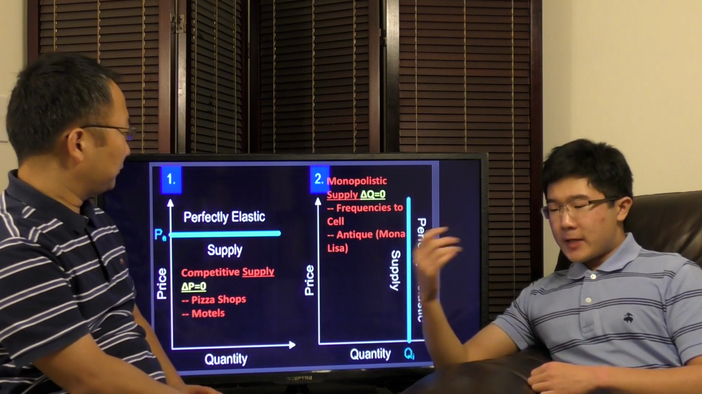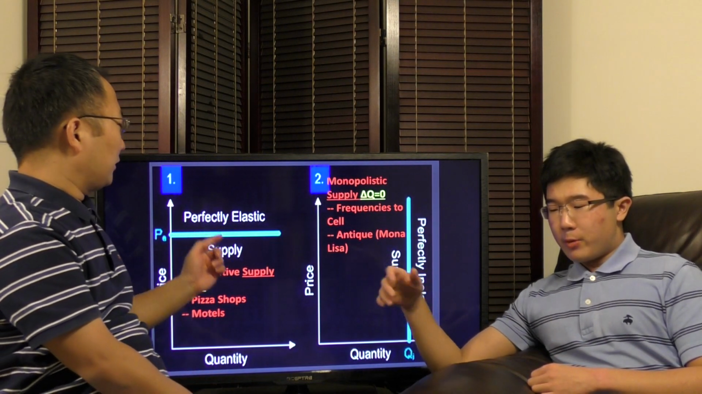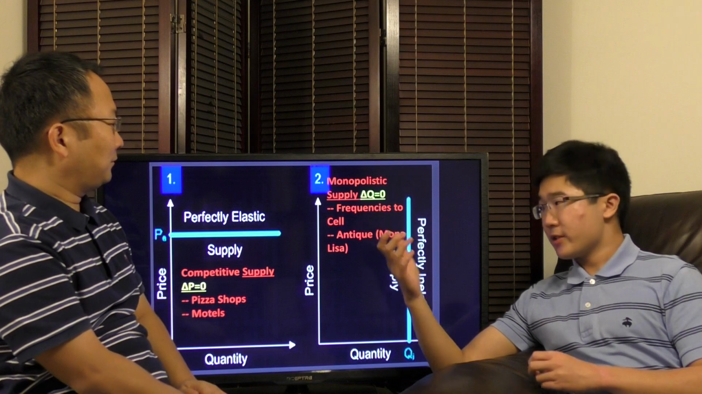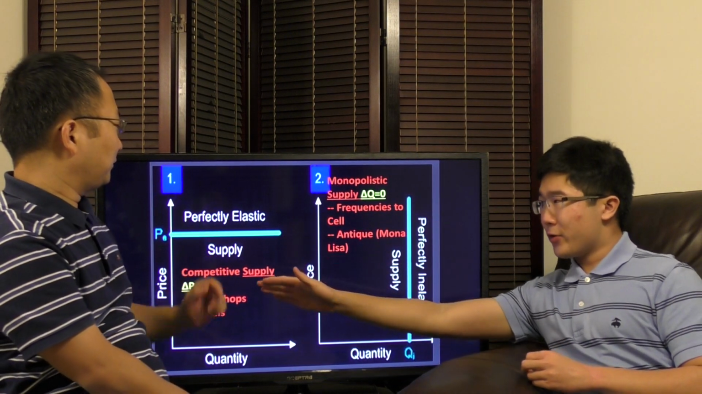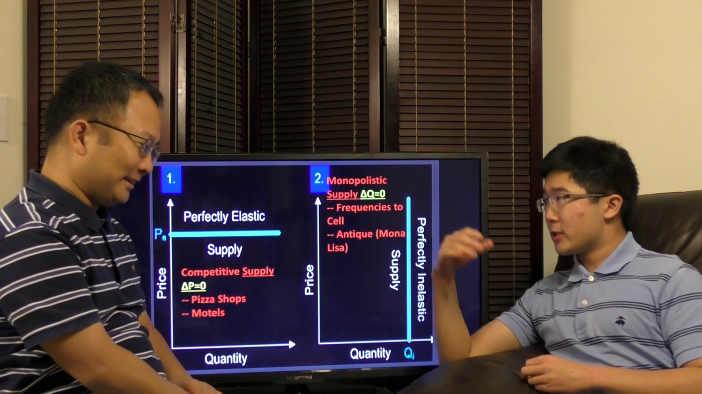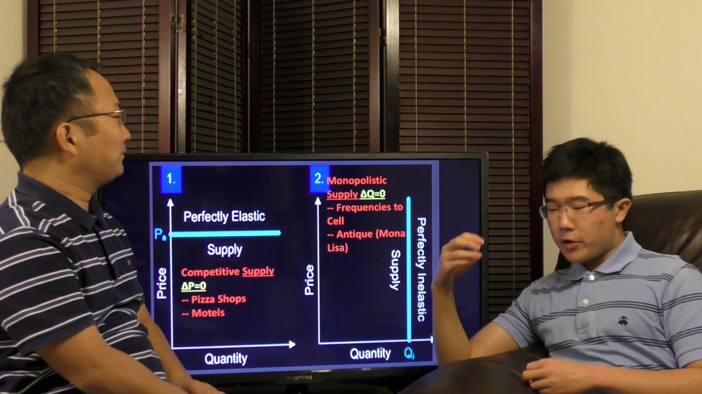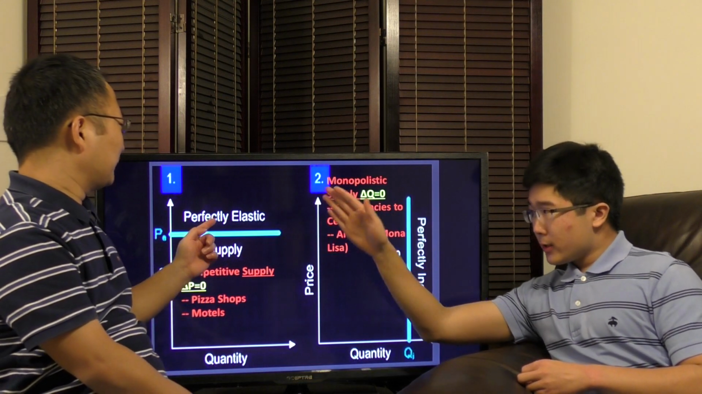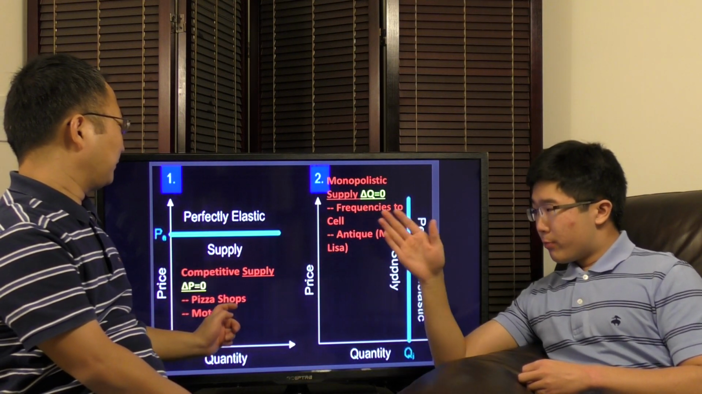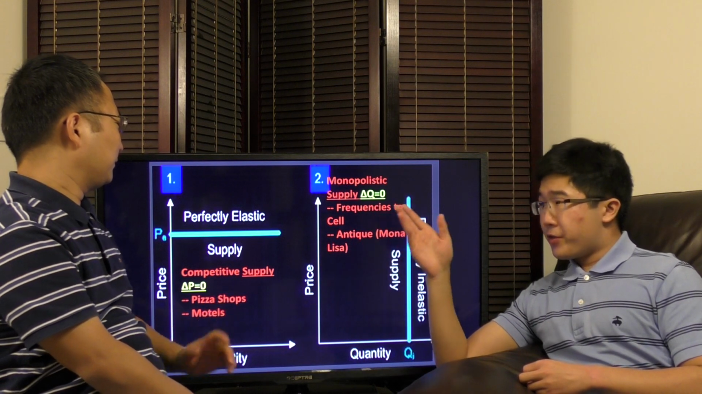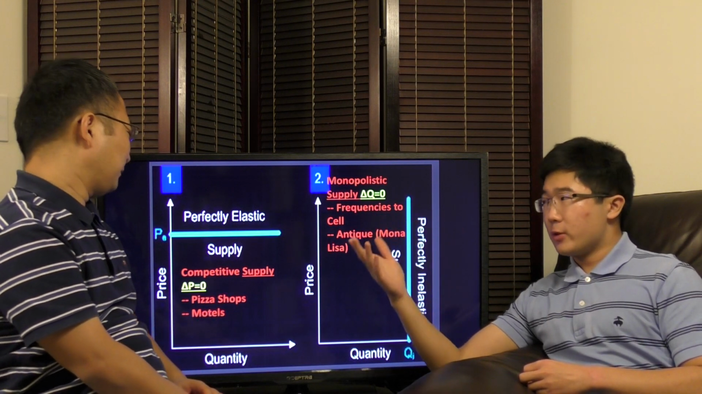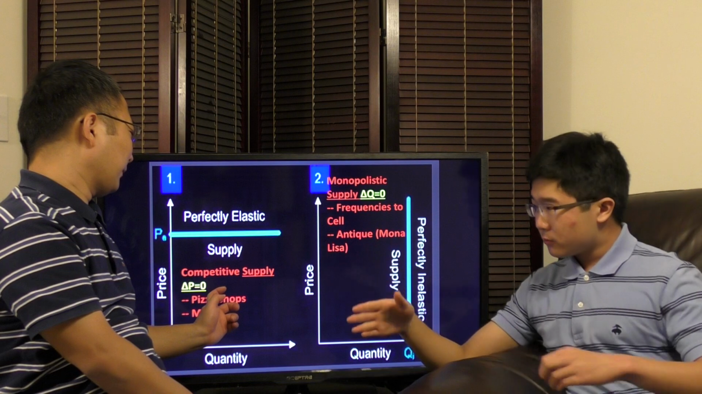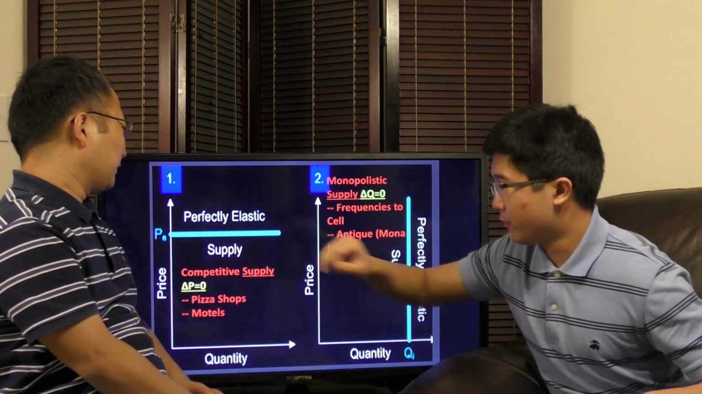So what are some examples of perfectly elastic supply and perfectly inelastic supply, or similar cases? Well, we have competitive supply, which is perfectly elastic supply, and monopolistic supply, which is perfectly inelastic supply. Why is it called a case? In perfect competition, we see the price is often fixed, and the consumers really decide, eventually the demand really decides what the quantity is. Delta P equals 0, price is fixed.